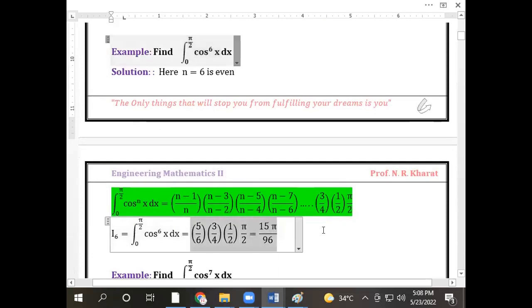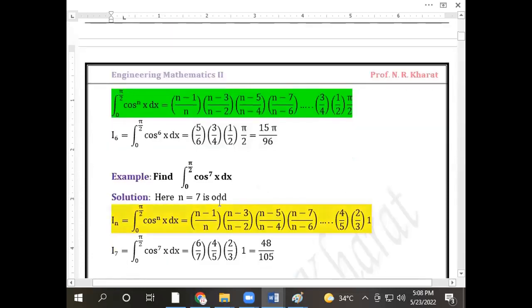This is the solution. For 7, if it is odd, we just replace the value for n is equal to odd. The numerator contains all even numbers, the denominator contains all odd numbers. If my n is odd, the numerators are even. If my n is even, all the values of the numerator are odd. Sorry, the denominators are even.